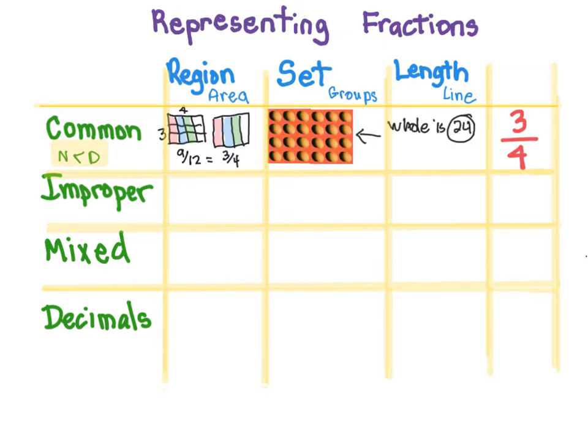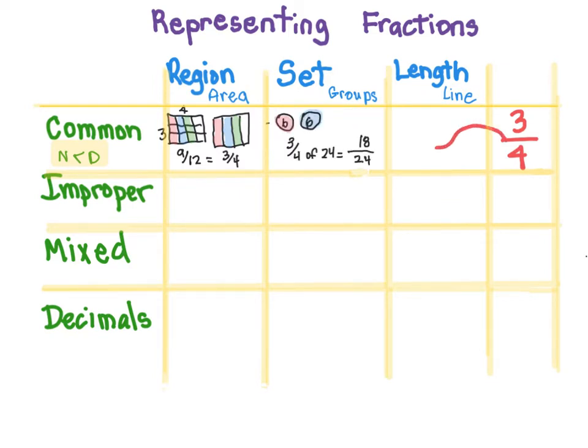Let's look at set as 3/4 of 24 eggs, or 2 dozen eggs. 24 eggs divided into 4 groups is 6 eggs per group. And if we counted 3 of those groups, 3 times 6 is 18. So 3/4 of 24 is 18. 3/4 of 2 dozen eggs is 18.